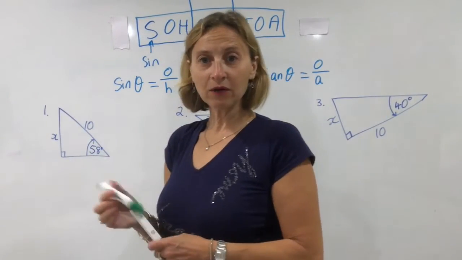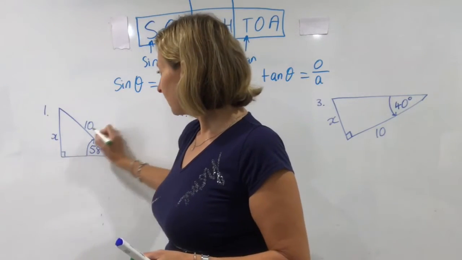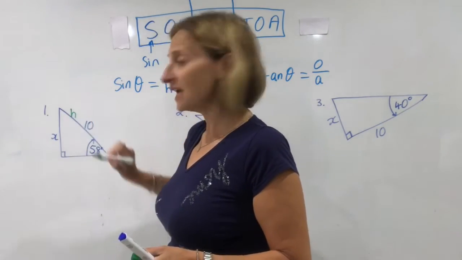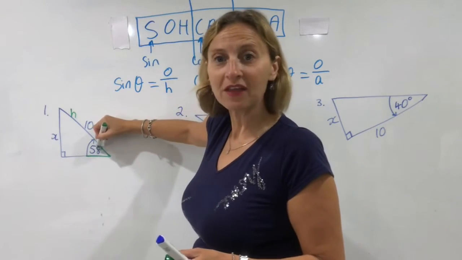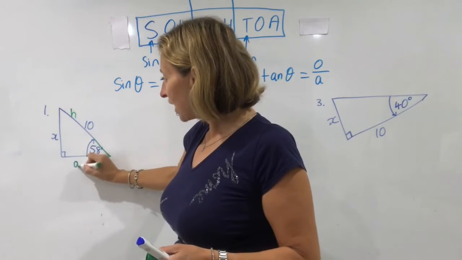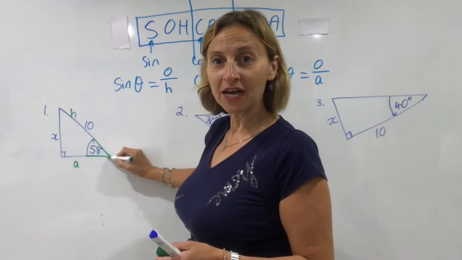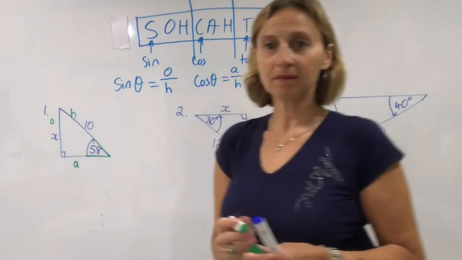Here we have a right angle triangle. We know we need to label the sides first. This one is the hypotenuse. I just label it with an H. Remember that this is the angle that I'm interested in because that's the one that has the number inside. This one must be the adjacent side because it's the other side attached to the angle, and the one left over must be the opposite.